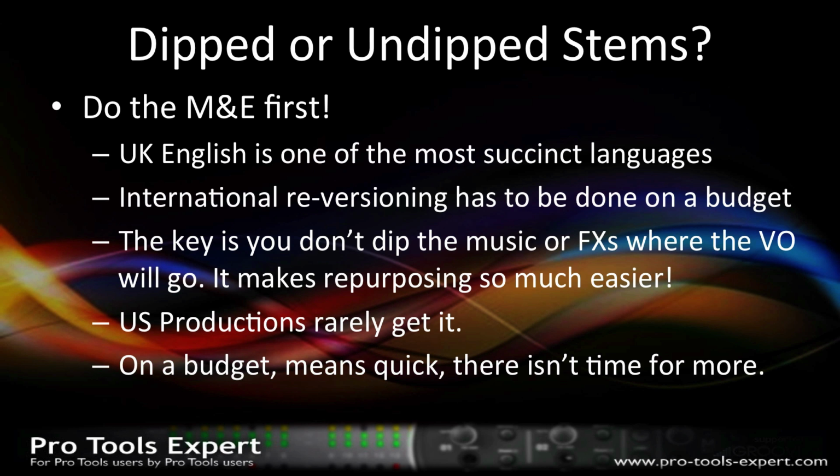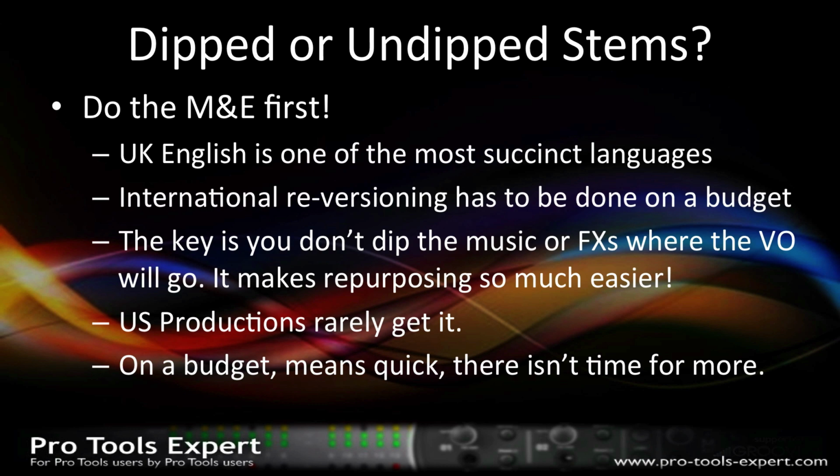So that's an unusual instance where you're given those splits, and there is just about the time to do that within the UK budget. Now, in France, Germany and Italy, often there isn't the time. So they want a composite M&E mix with no dips in it. Yeah.